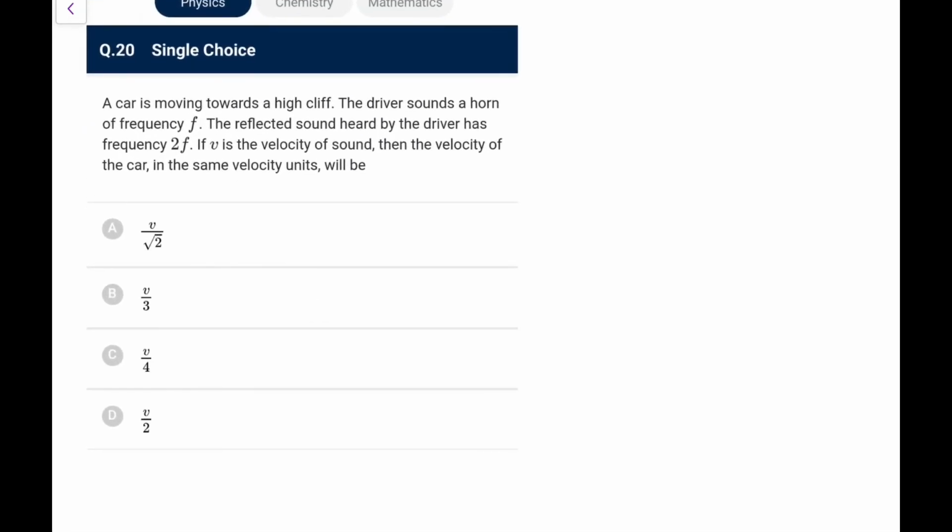A car is going towards a high cliff. The driver sounds a horn of frequency F. The reflected sound heard is 2F. If V is the velocity of sound, the velocity of the car in the same velocity units is? So first of all, what is the sound the hill receives? The hill receives F naught, or you can say F here. Because the hill is at rest, it is V, but the car is going towards it, that is V minus V car.